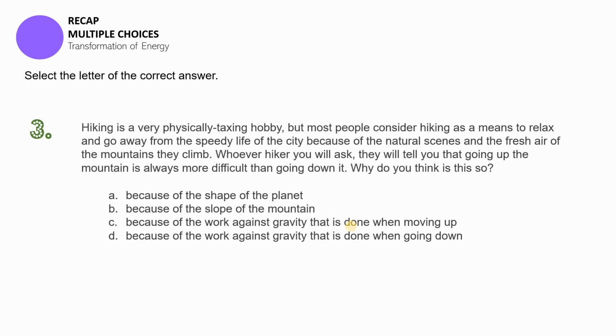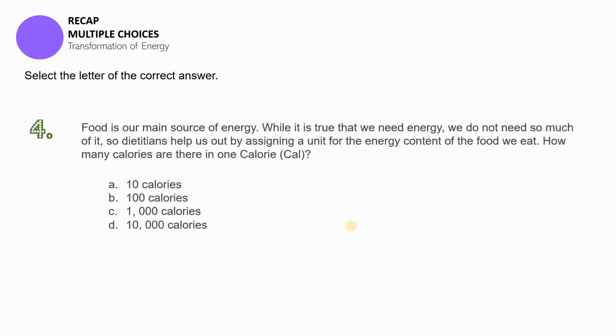Let us now proceed to question number 4. Food is our main source of energy. While it is true that we need energy, we do not need so much of it. So dietitians help us out by assigning a unit for the energy content of the food we eat. How many calories are there in 1 calorie? Again, it's read the same way, but it's actually written in two different ways.